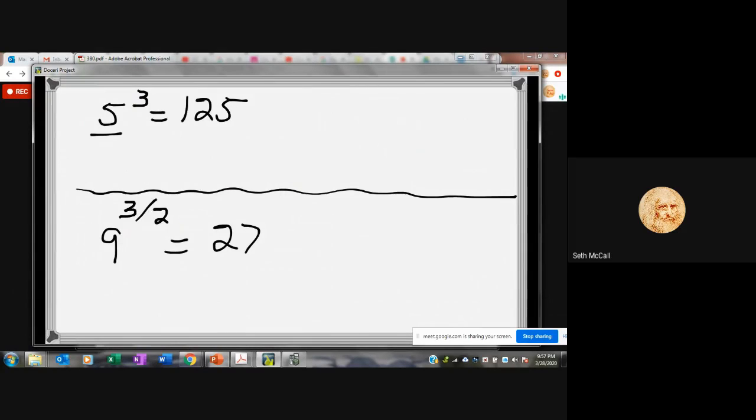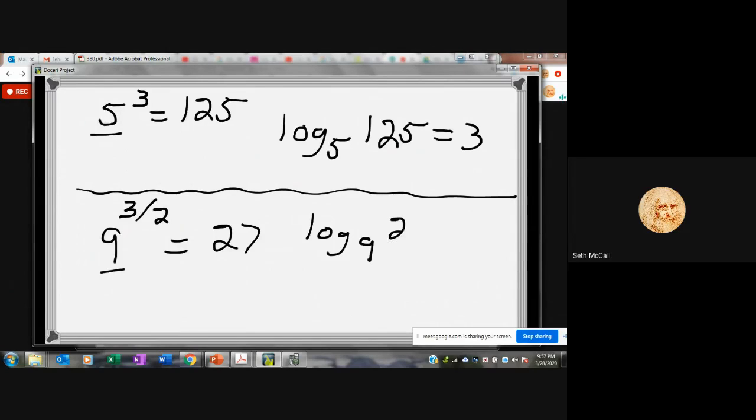The base in this problem is 5. Therefore, that's going to become the base of our log. So we're going to have log base 5. And then the next two numbers just simply switch. The 125 goes here, and then that equals 3. This one, 9's our base, so it becomes log base 9 of 27 equals 3 over 2.